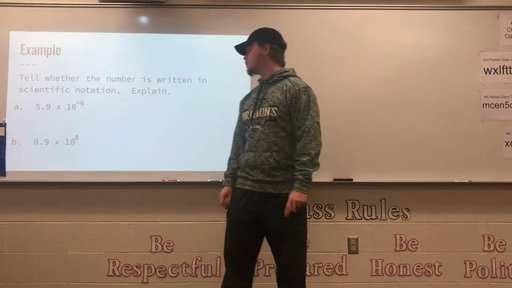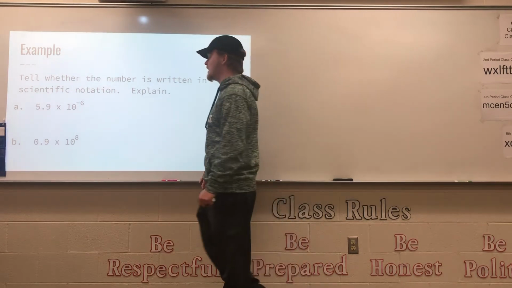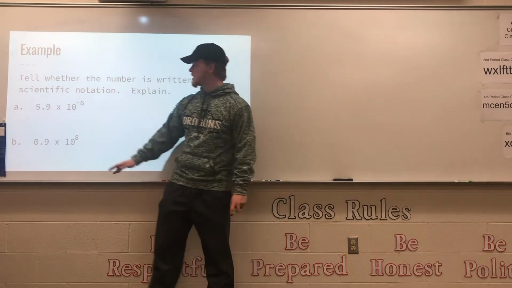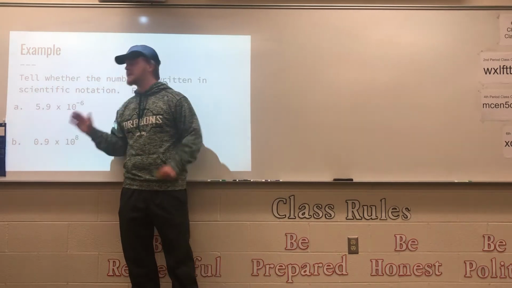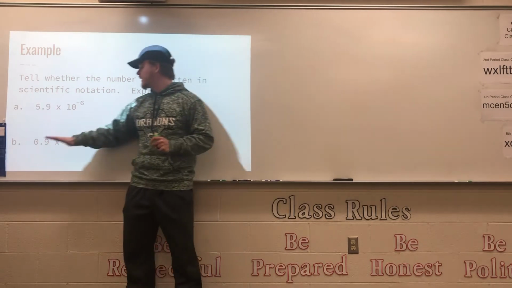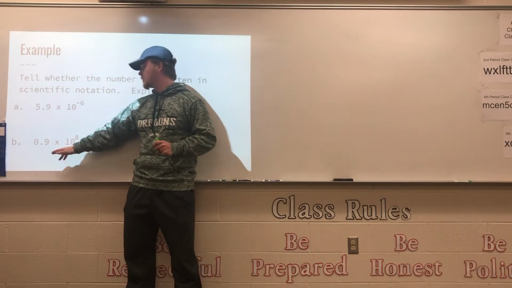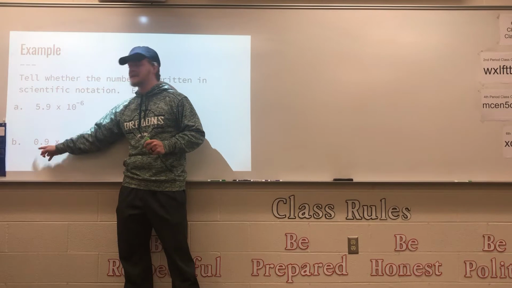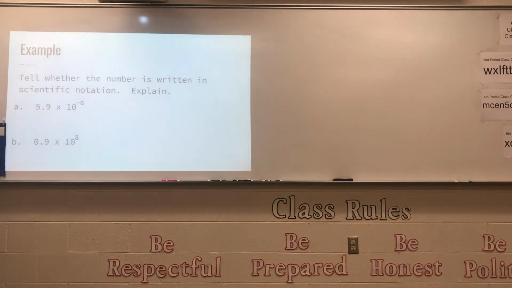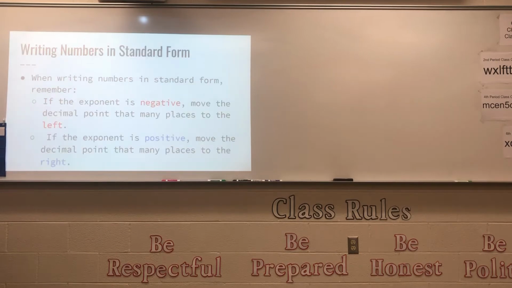So the next one is 0.9 times 10 to the 8th. This one here would not be written in scientific notation because 0.9 is not between 1 and less than 10. So this would not be in scientific notation, you say, because the factor is less than 1, but it has to be at least 1 or greater. So then we look at a couple more.